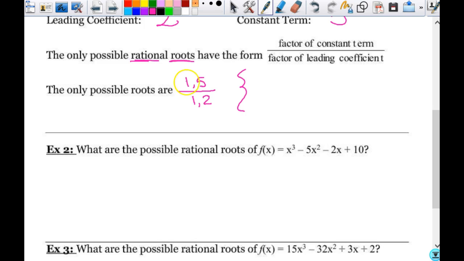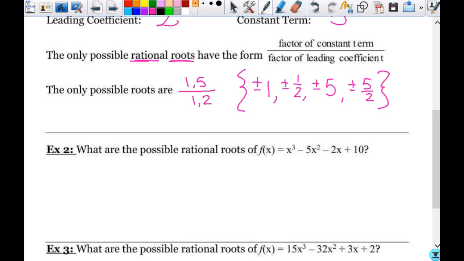I could have 1 over 1. What's 1 over 1? 1. So plus or minus 1 is an option. I could have 1 over 2, which would be plus or minus 1/2. I could have 5 over 1, which would give me plus or minus what? 5. And I could have 5 over 2, which gives me plus or minus 5 over 2.